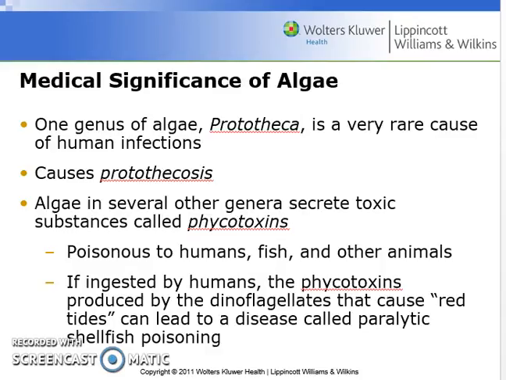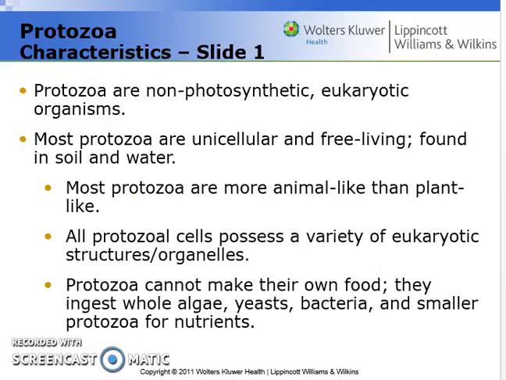And these red tides can be not only dangerous to humans, but they can be dangerous to fish, because what happens is the red tides deplete the oxygen from the water, and that causes a lot of aquatic organisms to die, such as fish. Okay? So those are the two problematic issues that we have with some genera of algae. Okay, now let's discuss the protozoan groups.